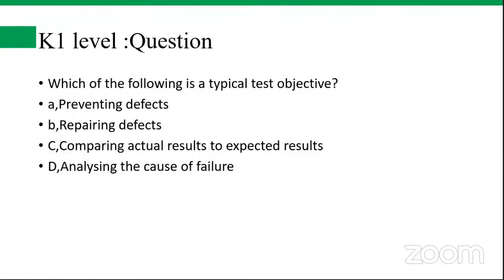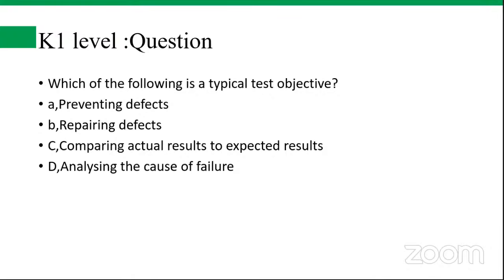So, first we have a K1 level question with us. Let me just read out the question for you. Which of the following is a typical test objective? You have 4 options: preventing defects, repairing defects, comparing actual results to expected results, analyzing the cause of failure. I'm sure after seeing all these 4 options, you would have picked one option as the answer. Now let's see which one is the right answer.